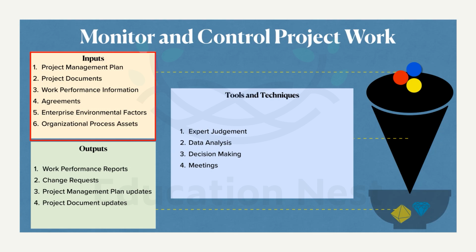Work performance information, we use this as an input. Agreements, also an important input. Enterprise environmental factors, see how important this is. Like almost all the processes that we have seen until now, they consider these enterprise environmental factors, external factors, internal factors that affect the performance of the organization. This is very, very important, right? So it is an input for each and every process so far, a very important one. Also the organizational process assets, that is also a repeated input for the processes we have seen so far.